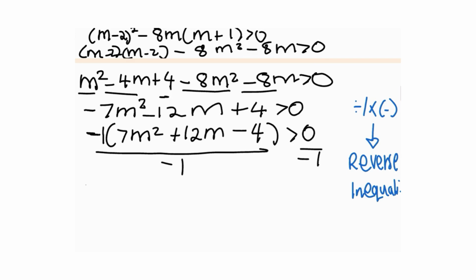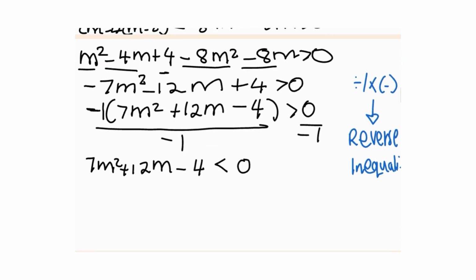So I now have 7m squared plus 12m minus 4. It's now less than 0. Please, guys, this is very, very important. If you choose to get rid of the minus in front of your coefficient of m squared, the inequality must be reversed. That's a law for working with inequalities.